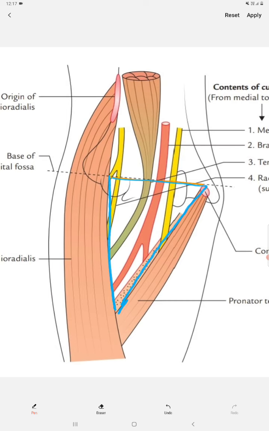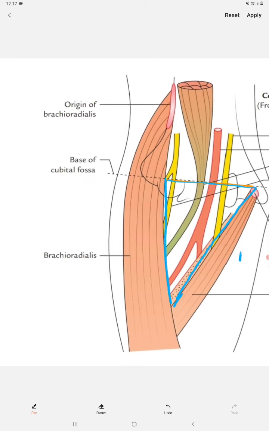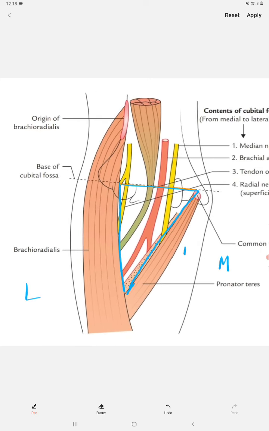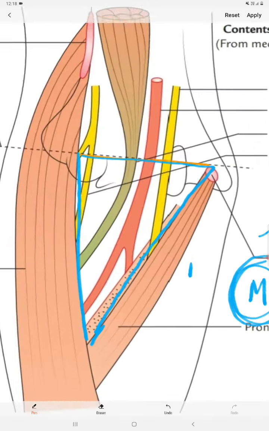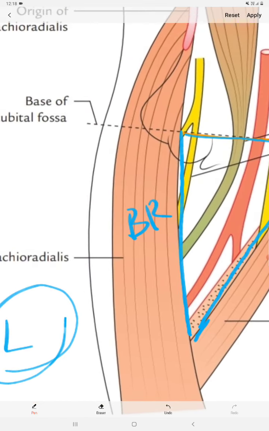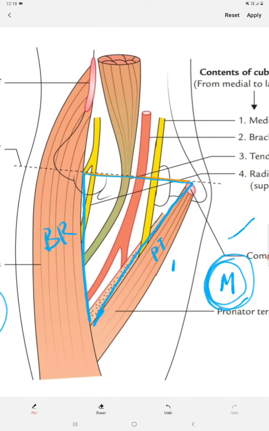Coming to the boundaries, first of all we can orient what is the medial side and what is the lateral side. This is the medial side of the body, and this is the lateral side. We are discussing the cubital fossa, so this is the medial side of the arm and forearm, the medial side of the upper limb, and this is the lateral side. This muscle is the pronator teres and this muscle is the brachioradialis. You can observe the brachioradialis present on the lateral side and the pronator teres present on the medial side.